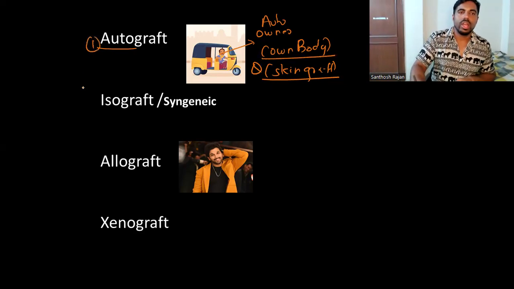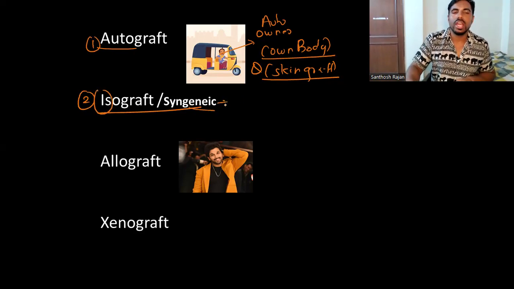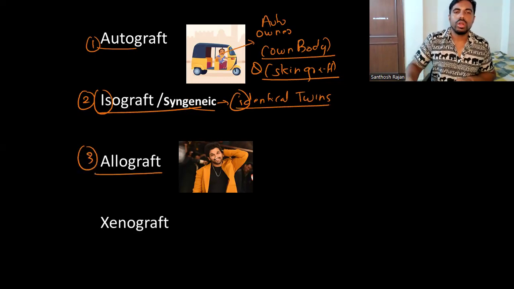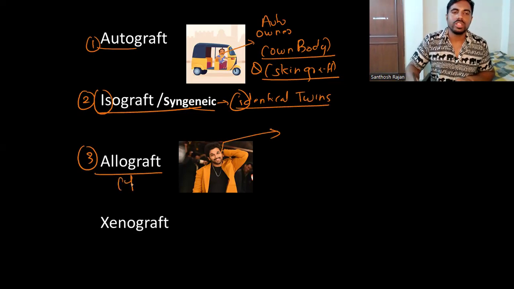Now, iso. Iso, I for iso, or syngeneic, means identical twins. You're making a graft from identical twins. I for I, for twins. Okay, identical twins. What about three? Allo. Allo, like Allu Arjun. Allu Arjun is the most popular, no? So he's a friend. That means you take from another person, another human. You take the graft from another human and do the transplant.